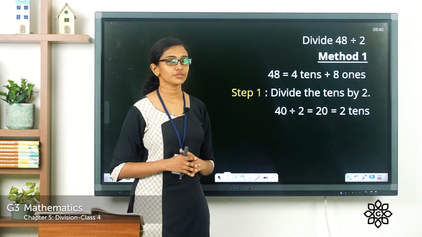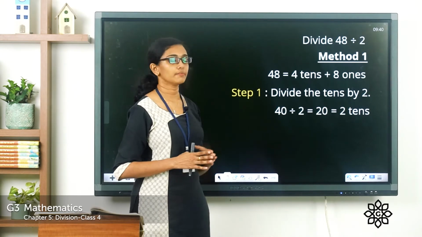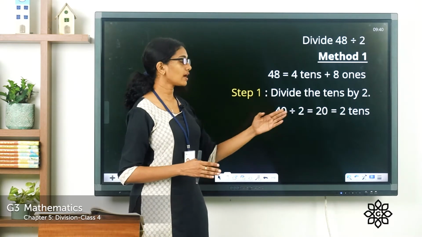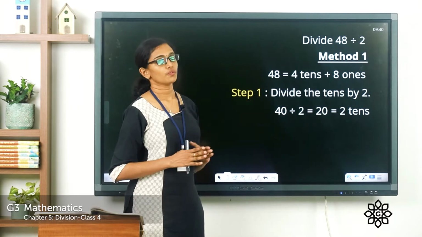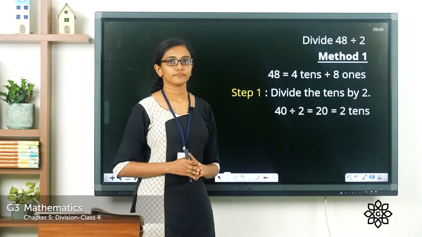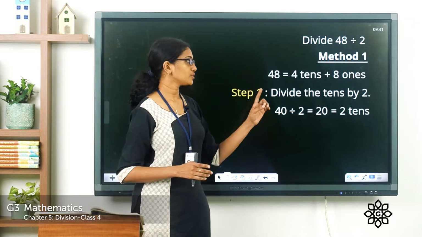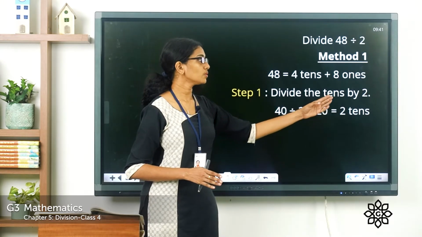4 tens is equal to 4 into 10, which is equal to 40. So 40 divided by 2. And what is 40 divided by 2? 2 into 20 is equal to 40. So 40 divided by 2 is equal to 20. 20 is equal to 2 into 10, so we can write this 20 as 2 tens.